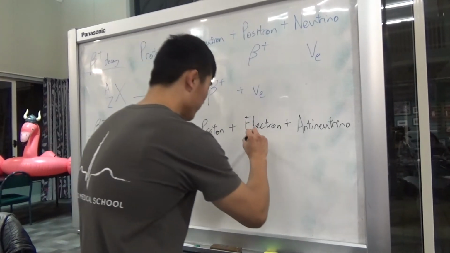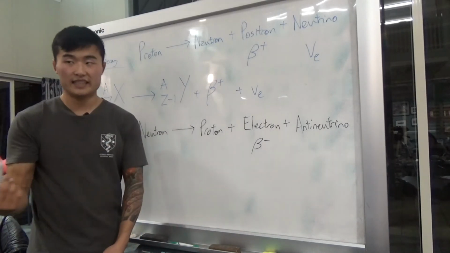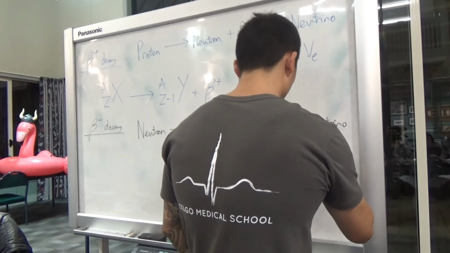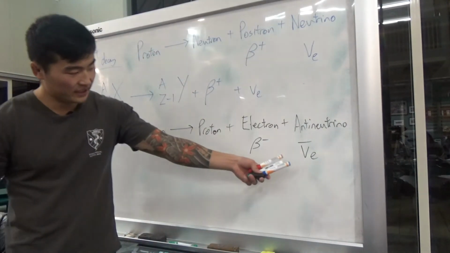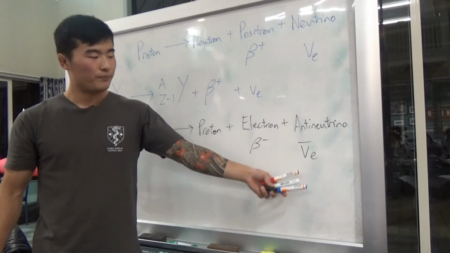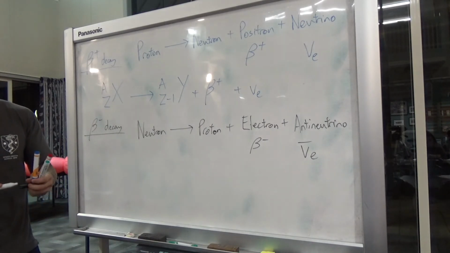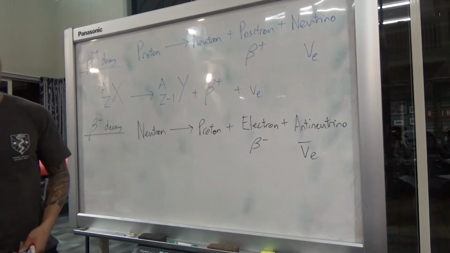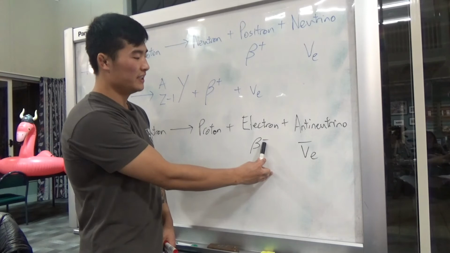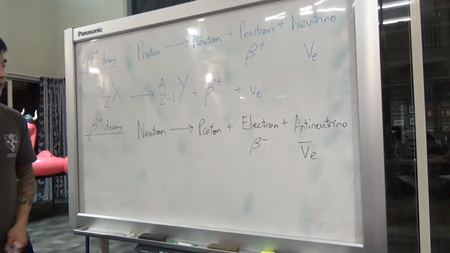So the symbol for an electron is beta minus. If you see beta minus, that's just an electron. And the symbol for the anti-neutrino is a V, but with that macron, that line on top. So you can just write it down, or you can remember it by going, the minus will just go on top of the V.